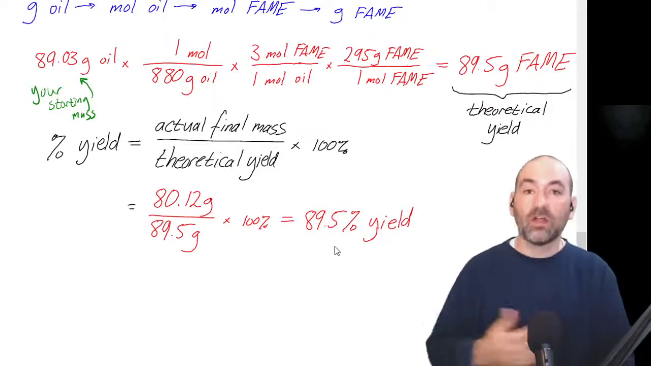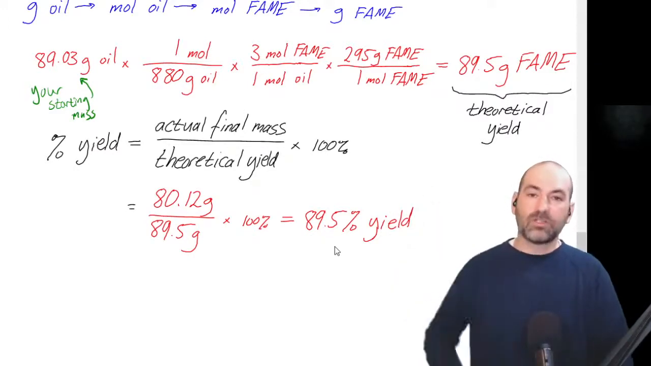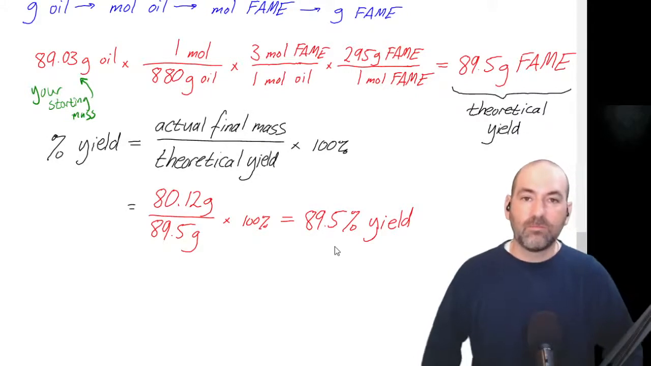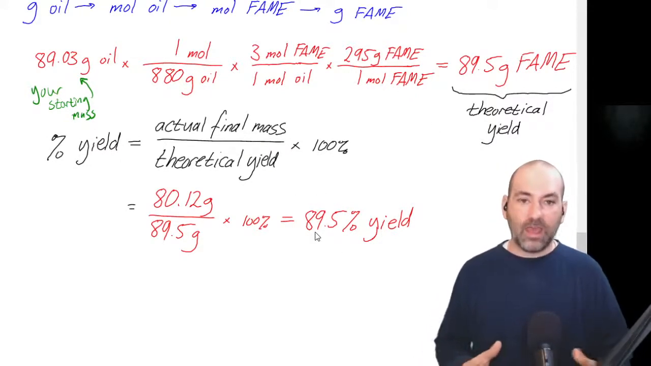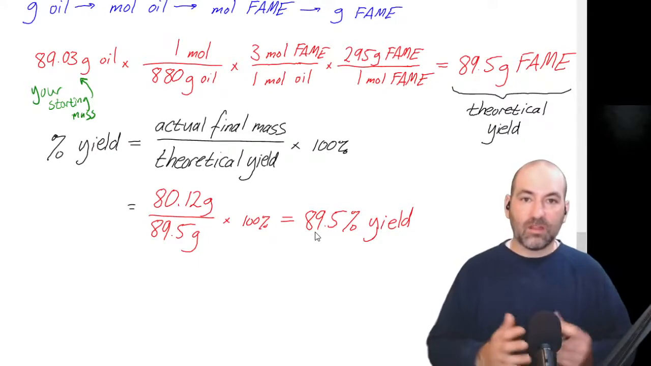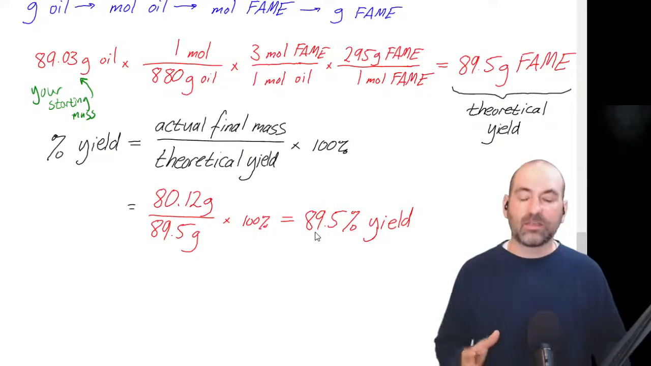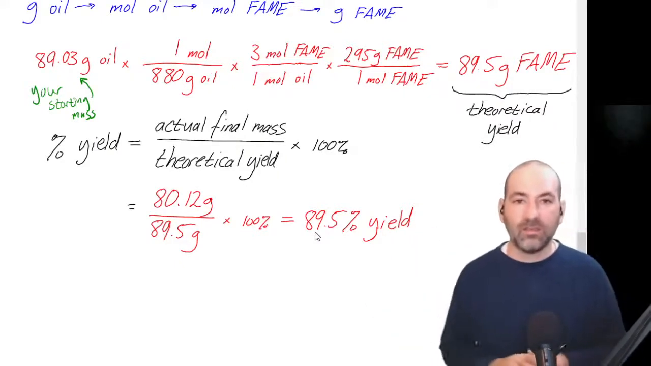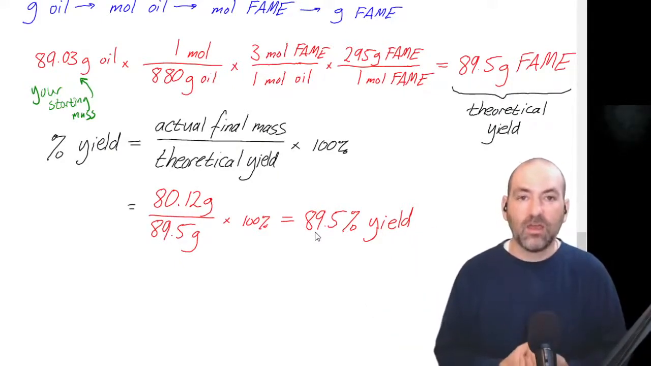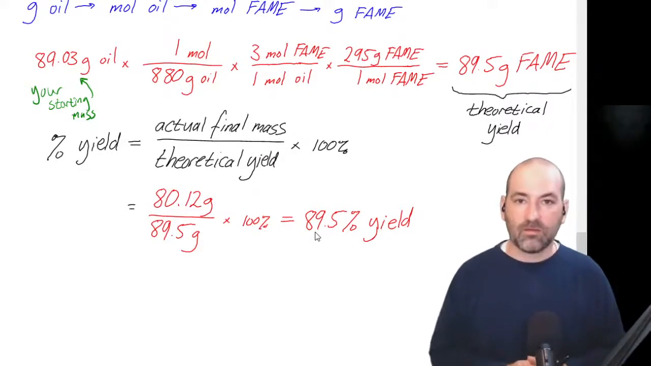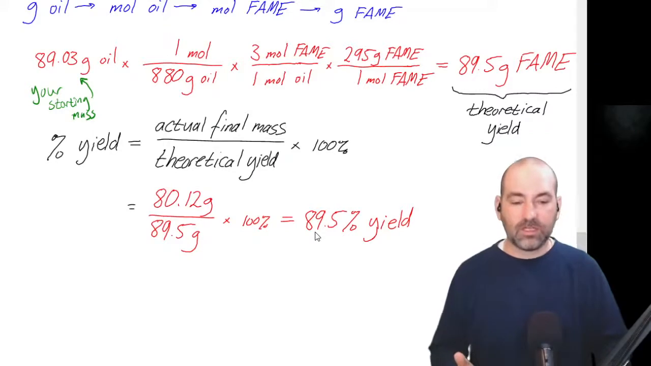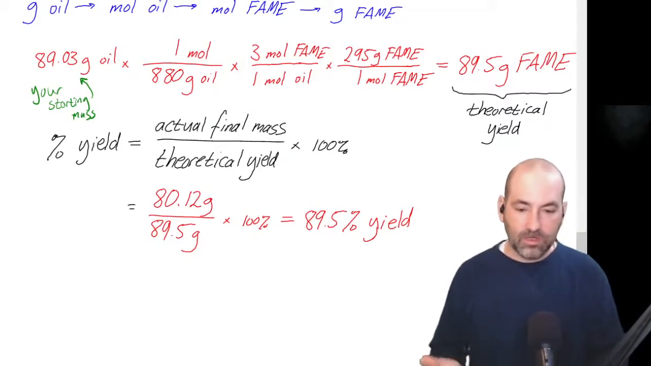If you're doing this on large scale, let's say you're making tons and tons of biodiesel in a massive factory, every 0.1% yield that you can get translates to a lot of fuel. So a lot of chemical engineering and processes go to how do we maximize that yield and get as much biodiesel as we can from a given starting sample. All right, so that's those calculations, and that should take you through what you need to do for this week.